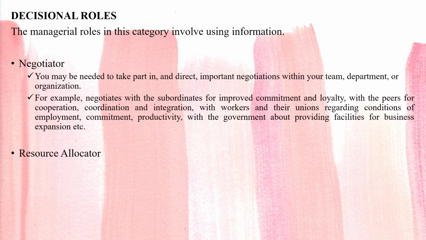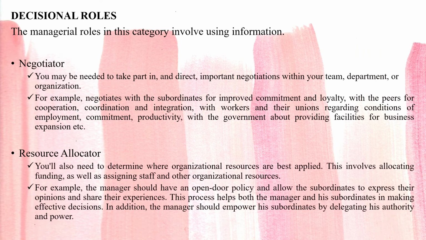Second is resource allocator. You will also need to determine where organizational resources are best applied. This involves allocating funding as well as assigning staff and other organizational resources. For example, the manager should have an open door policy and allow subordinates to express their opinions and share their experience. This process helps both the manager and his subordinates in making effective decisions. In addition, the manager should empower his subordinates by delegating his authority and power.